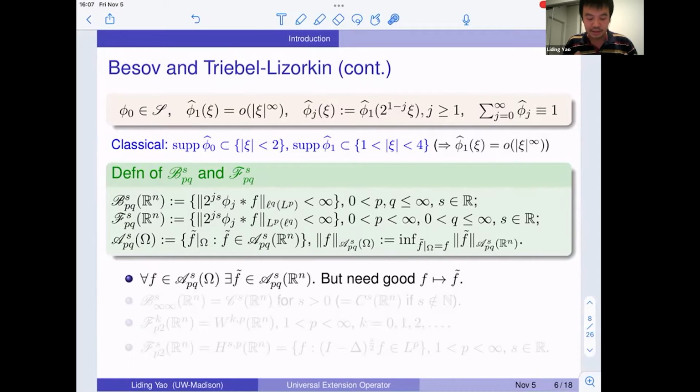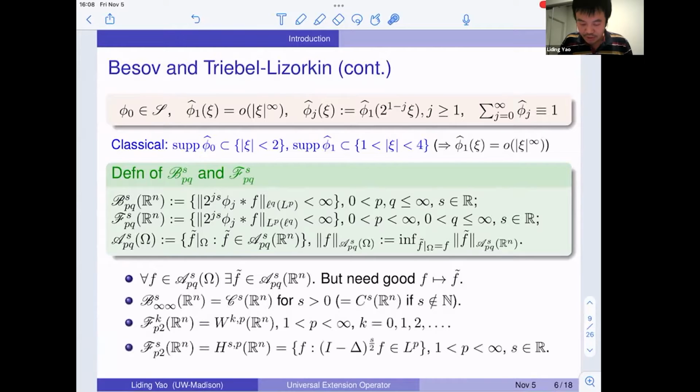So in this setting, if you start with a function on omega, certainly you can find extensions on R^n. But the extension problem is that we want to find a uniform way that maps this f to f tilde, because if f is not really good, then probably we don't have a good characterization of this one.